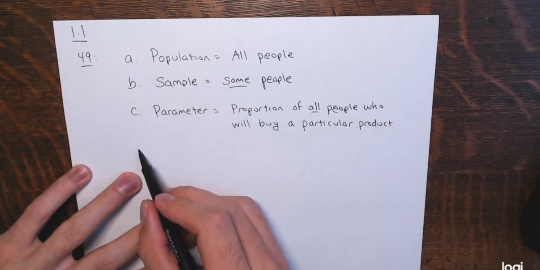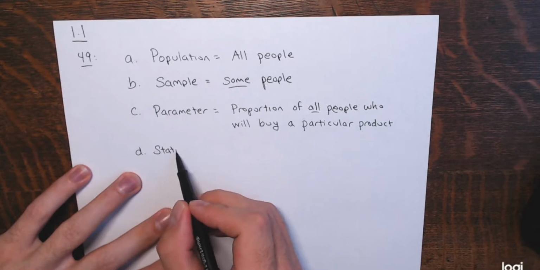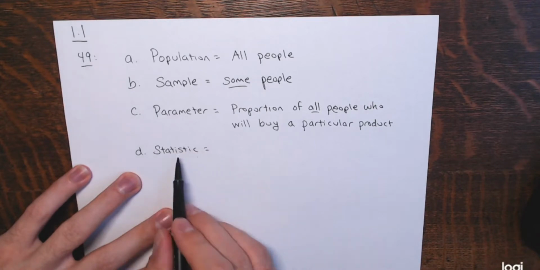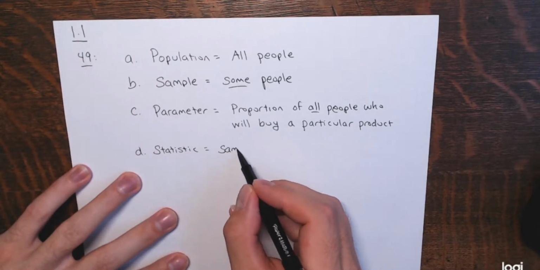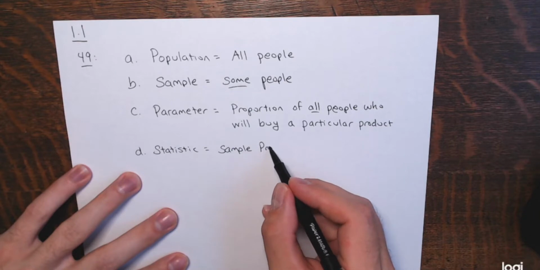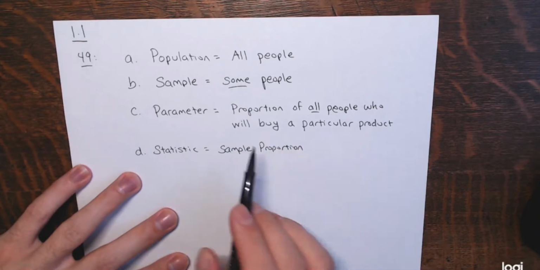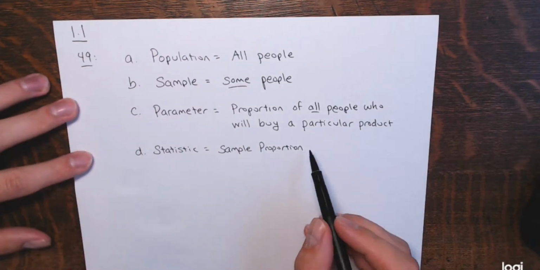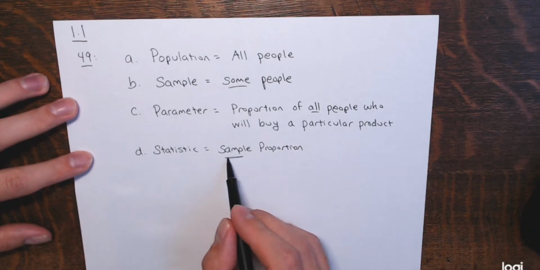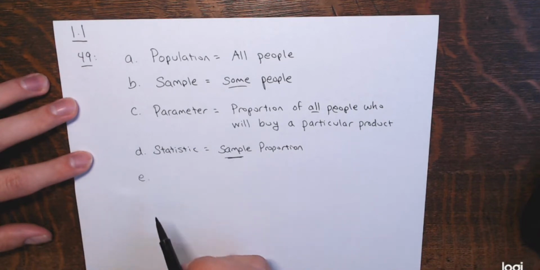Then the statistic is just going to be an estimate of the parameter, and it's the sample proportion. You go through the sample of people and say, would you buy this product or not? You do that to each person, and you count up how many would, and divide it by the total size of the sample, for that fraction, that proportion. So let's say sample proportion, who will buy the product, but the key word there is sample, for a statistic.